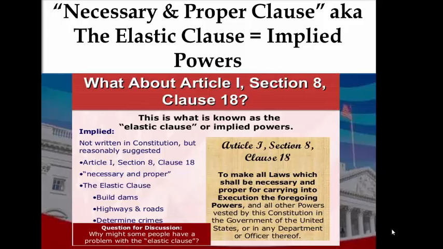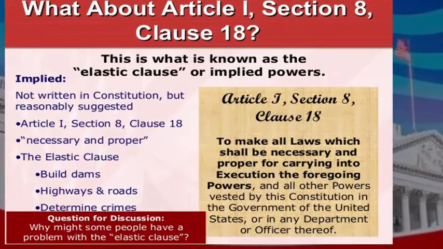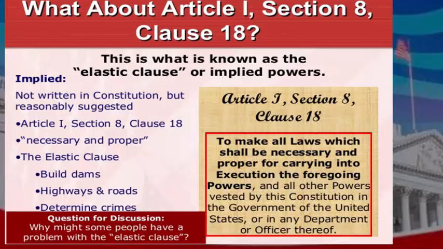Okay, so the final enumerated power is what we call the necessary and proper clause. It's also known as the elastic clause. And this power produces what are known as implied powers. So let's start by reading the text again. Article 1, Section 8, Clause 18 states that the Congress has the power to, quote, make all laws which shall be necessary and proper for carrying into execution the foregoing or previous powers vested by this Constitution in the government of the United States or in any department or officer thereof.